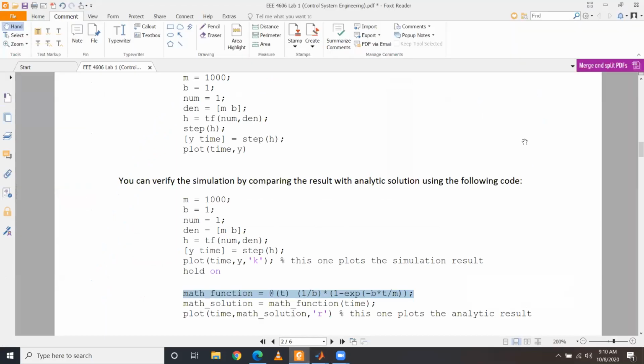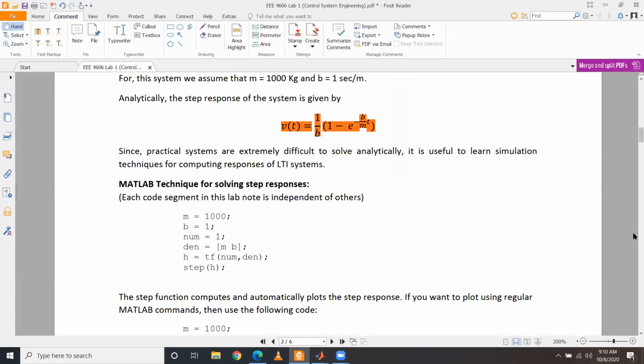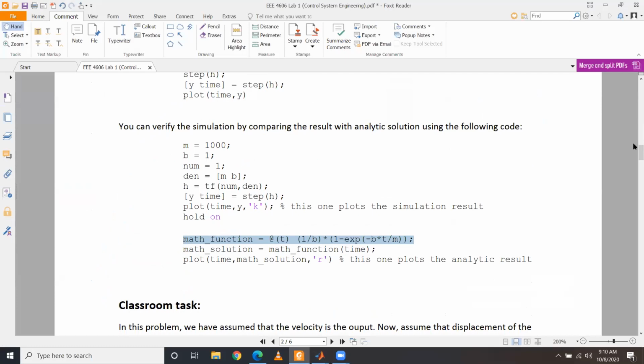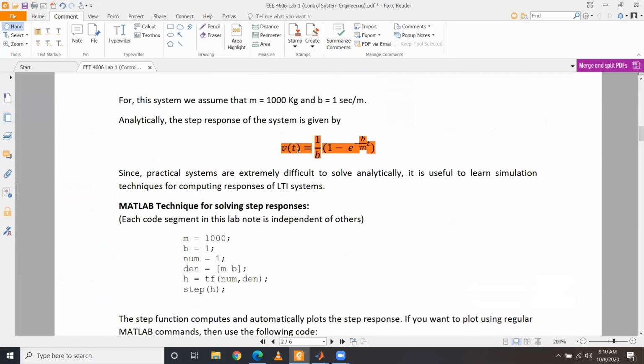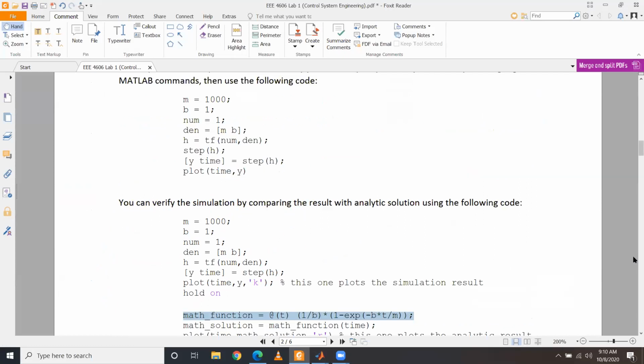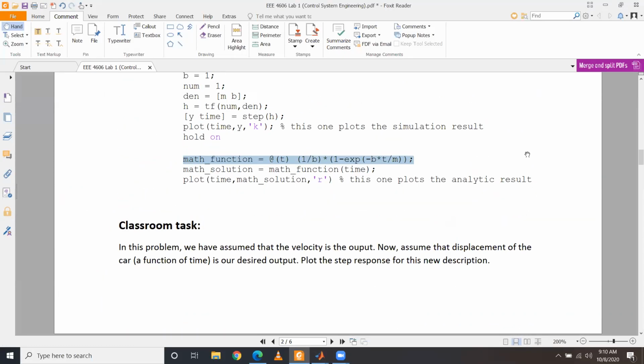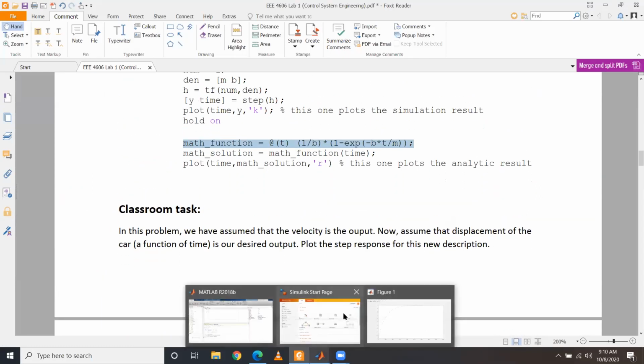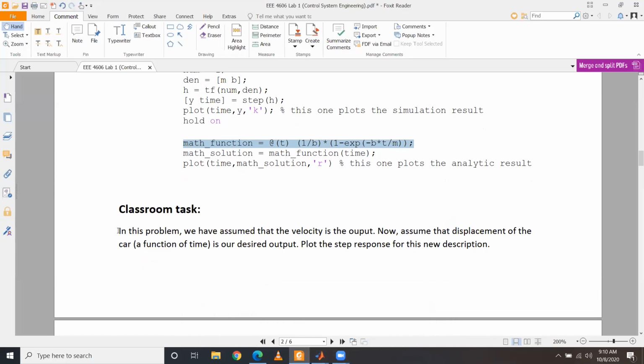Right? So this is how you verify that your simulated results are consistent with your analytical results. Is it clear? Yes, sir. Any questions up to this part? No, sir. Okay, so now you have to do a task. Very easy task, should take you 2 or 3 or 5 minutes.